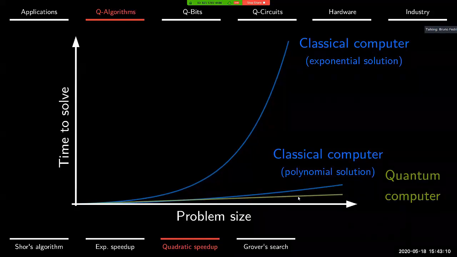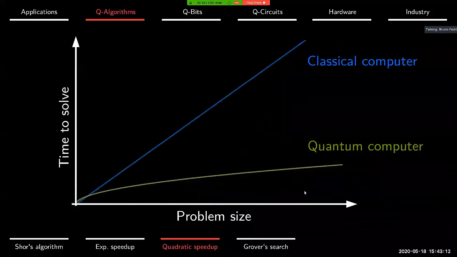If I zoom on this area of the curve, this is typically what you will get. The blue curve is a classical computer and the green curve is a quantum one. The gap between the two curves is not as big as before, but it still remains interesting. And this is what we call a quadratic speedup.